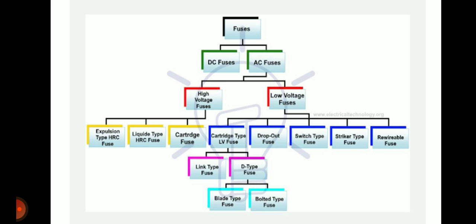The low voltage fuse is divided into five. That means they are cartridge type low voltage fuse, dropout fuse, switch type fuse, striker type fuse, and rewirable fuse. The cartridge type low voltage fuse is again divided into two, that is link type fuse and D type fuse. The D type fuse is again branched into blade type fuse and bolted type fuse.